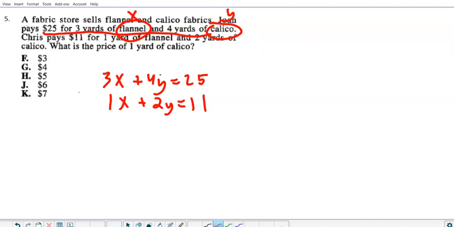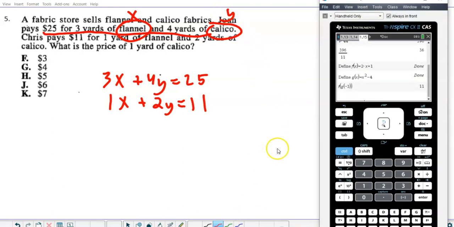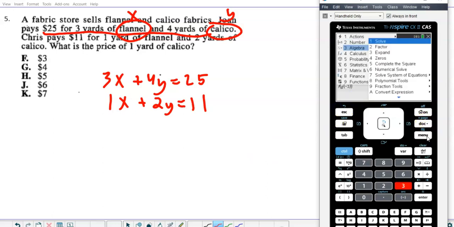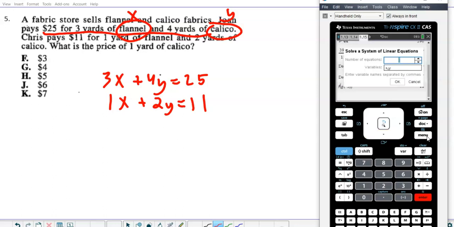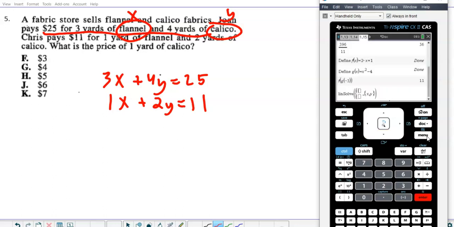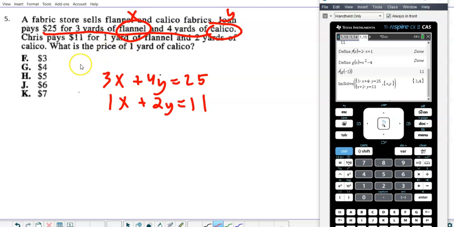And so rather than taking the time, kind of like we did, on the ACT calculator there's one less option. So when you go to menu, algebra, solve systems, you can only solve a linear system, so that will be the only option available. That is a linear system, so it will solve this, no problem. You would just type in 3x plus 4y is 25, and then x plus 2y equals 11. And you get the answer: x is 3 and y is 4, which is calico. And they asked about calico, so it'd be 4.